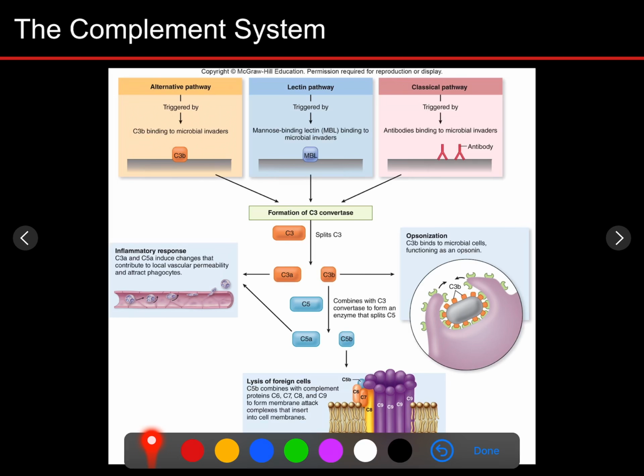There are three ways that the complement system acts to protect your body. These three ways have nothing to do with the activation pathway. No matter what activation pathway is taken, all three ways that the complement system acts to protect you will become activated. So when C3 splits into A and B, both A and B have functions. But first, let's follow A.